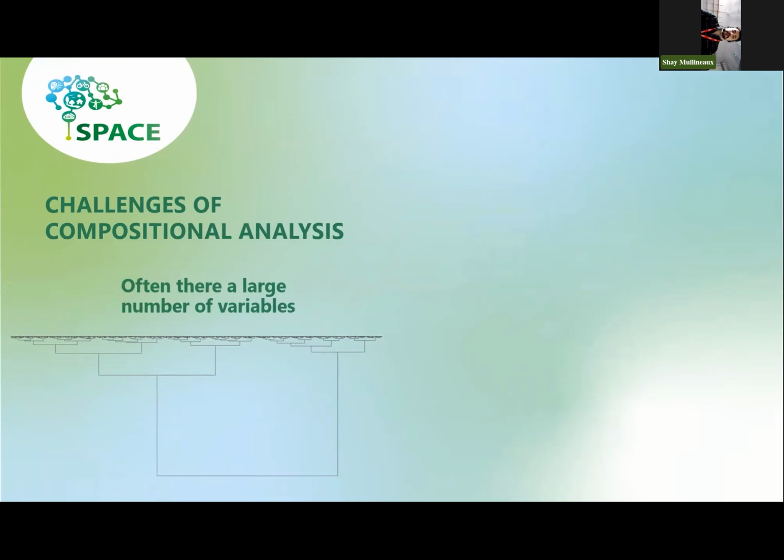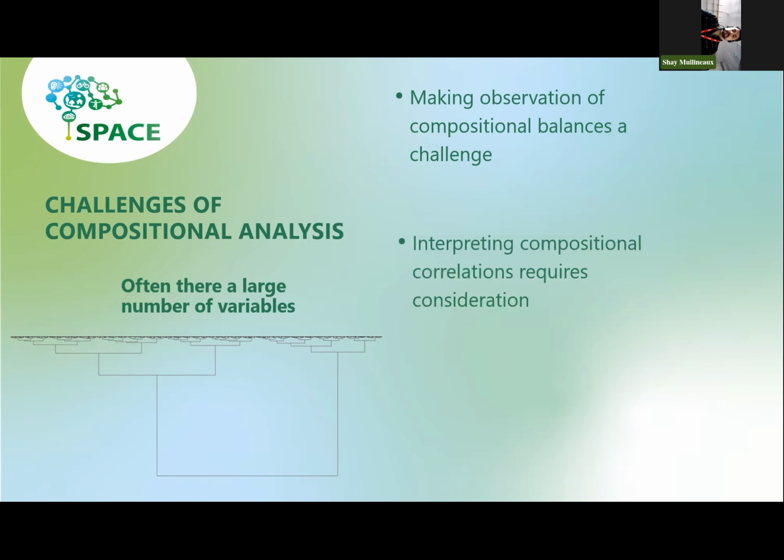Okay, so what are the main challenges? The main challenge is we often have a very large number of variables. We're often making observations based on these compositional balances. And we are then forced into a position where we have to interpret them, and the correlations between compositions have to be considered in these interpretations. There are several ways of doing this, complex heat maps being one approach.